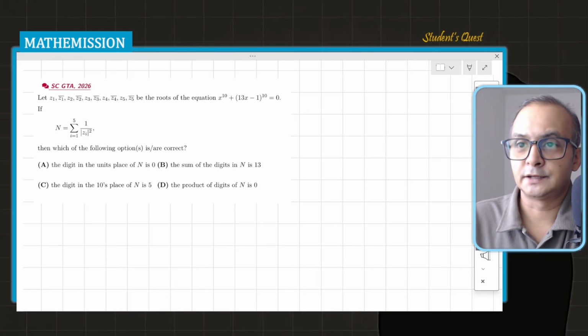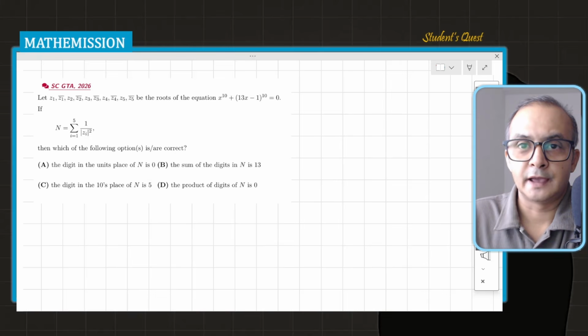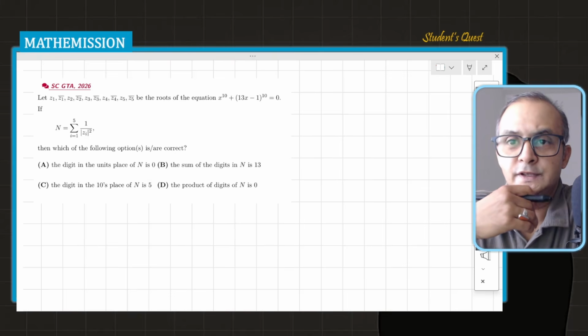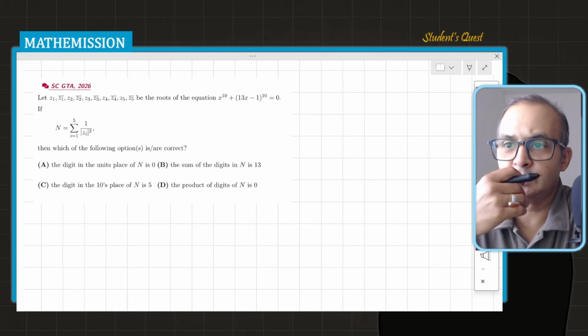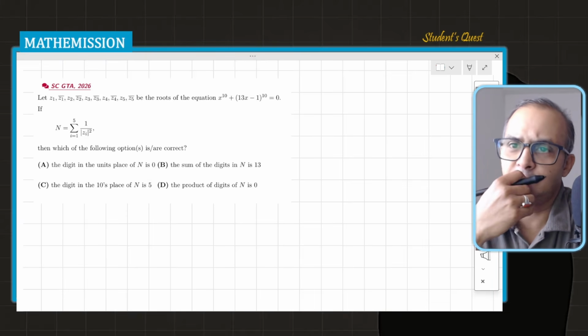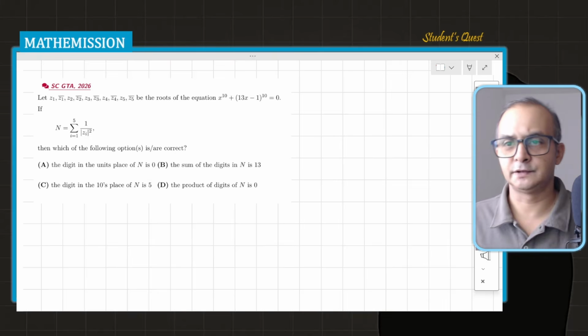This is x to the power 10 plus (13x minus 1) to the power 10 equals 0. And we have to find n, which is the summation from 1 to 5 of the magnitude of 1 by Zi, whole squared. And then about the n they have given the sum of digits and all those things. So basically we have to find the n. I will just find the n and then I will leave it. After that you can find it.